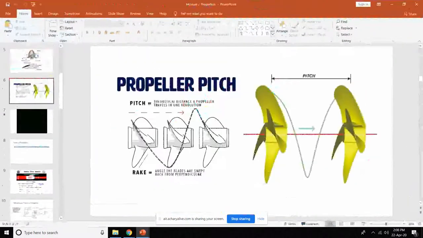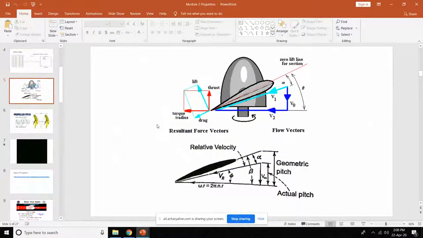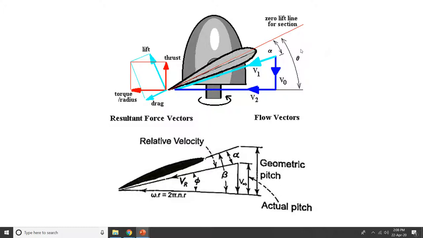So the last thing we saw was the different terminologies here. We saw how the inlet velocity V0, that is, the propeller is rotating like this, and the velocity of air is in this direction, and then there is the rotational velocity of the shaft, that is V2, which is pulling it towards like this, and the velocity is facing as V0, the incoming air velocity. The resultant velocity is in this direction as V1.